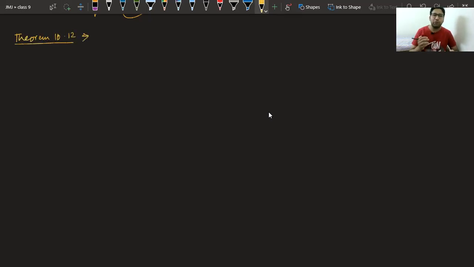In 10.11, we have learned that if all the four vertices of a quadrilateral lie on a circle, then the sum of its opposite angles is equal to 180 degrees. Similarly, we can say the converse also, which is if the sum of a pair of opposite angles of a quadrilateral is 180 degrees.